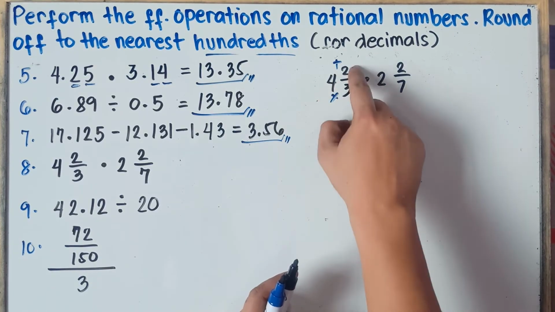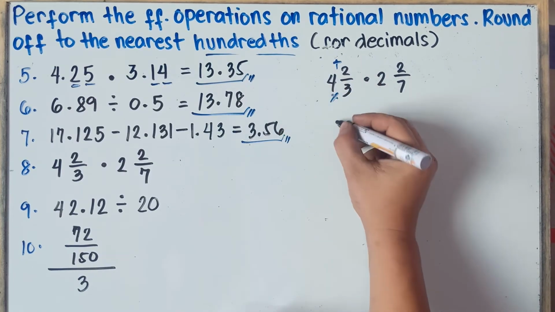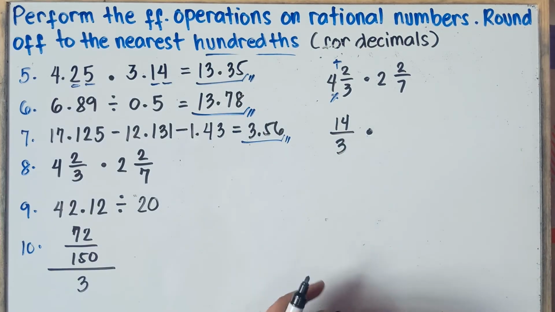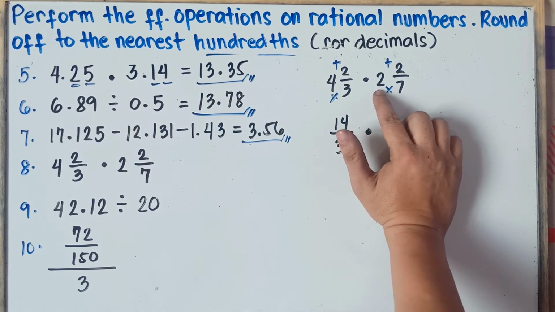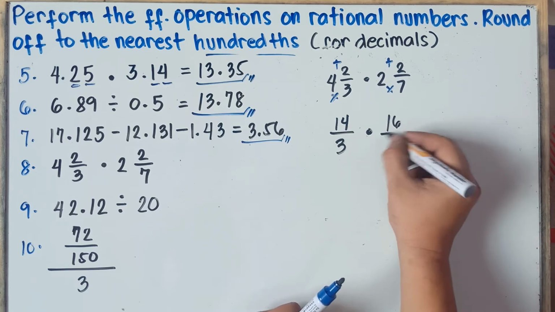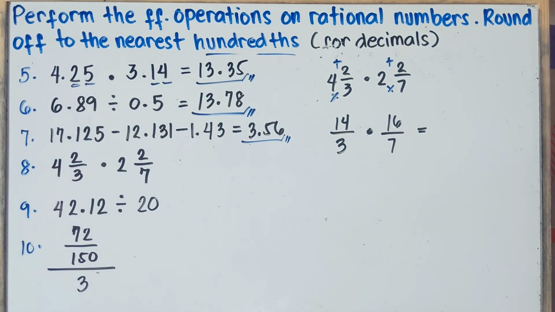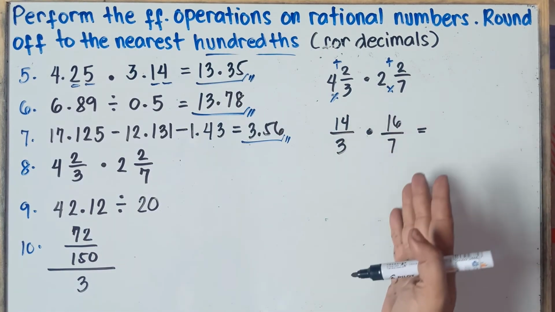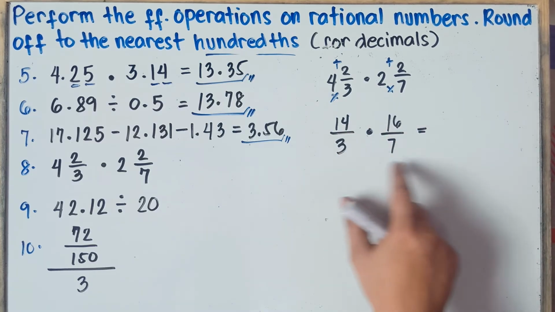So multiply, then plus. 3 times 4 is 12, plus 2 is 14. And then copy the denominator. Times. Once again, you multiply, then plus. 7 times 2 is 14, plus 2, that's 16. And then copy the denominator. And then equals, once again, class, in multiplying fractions, you can multiply the numerators directly and then multiply the denominators.